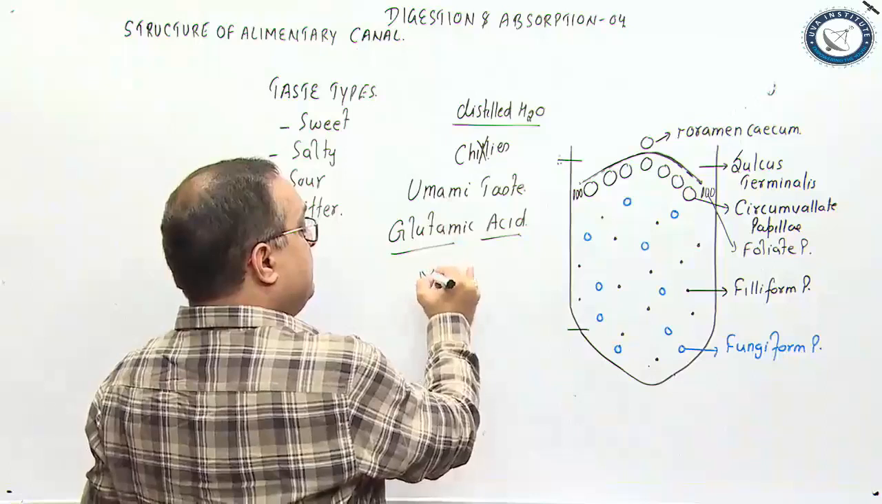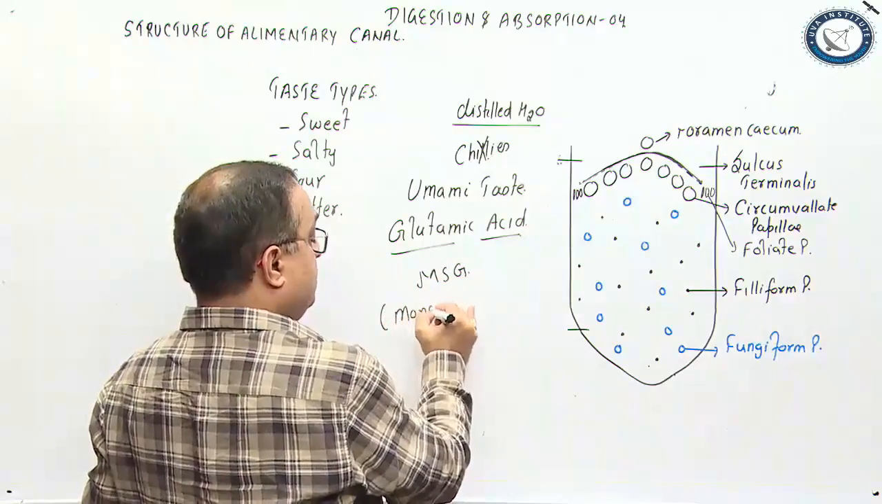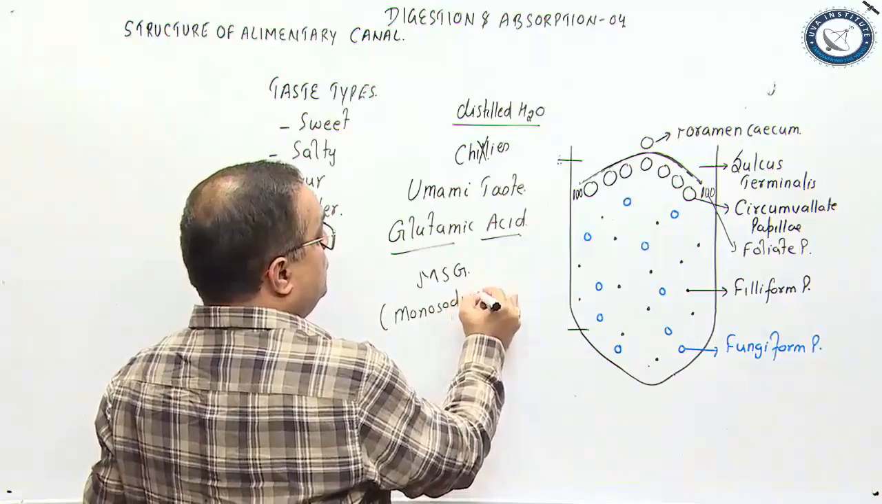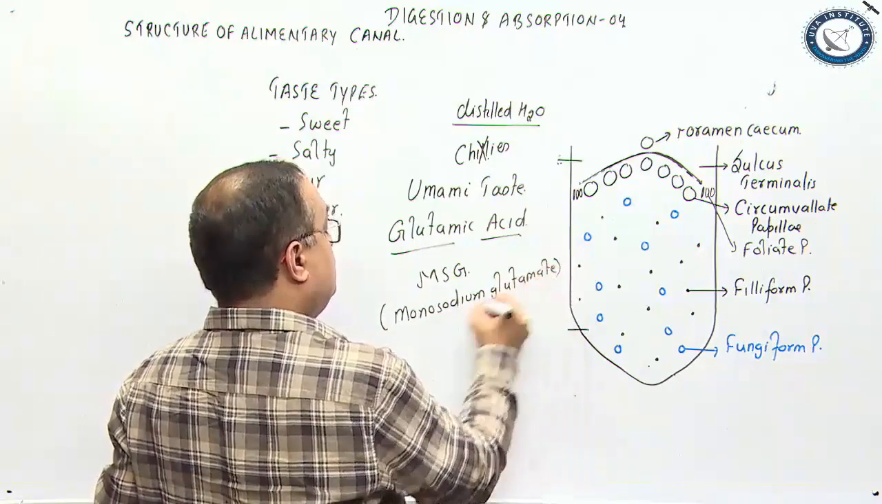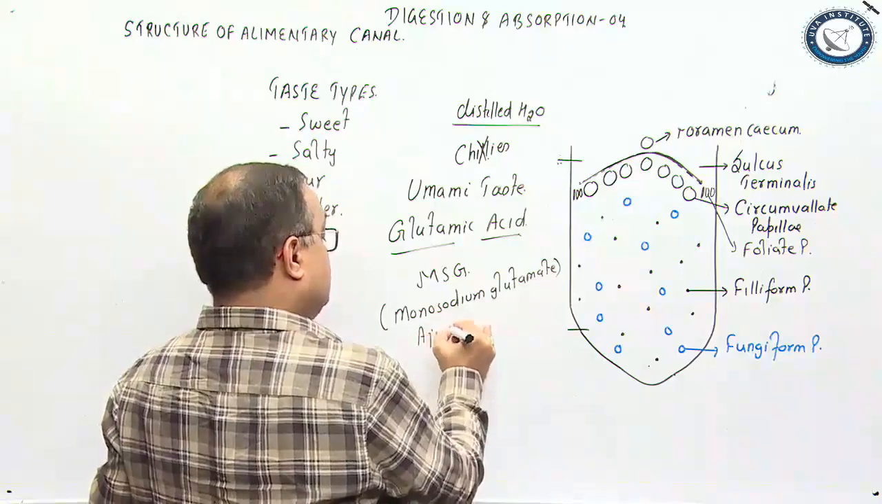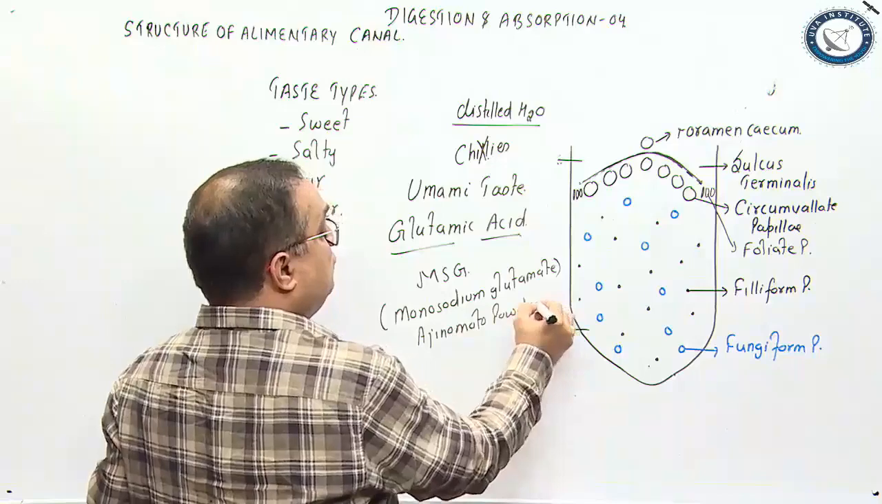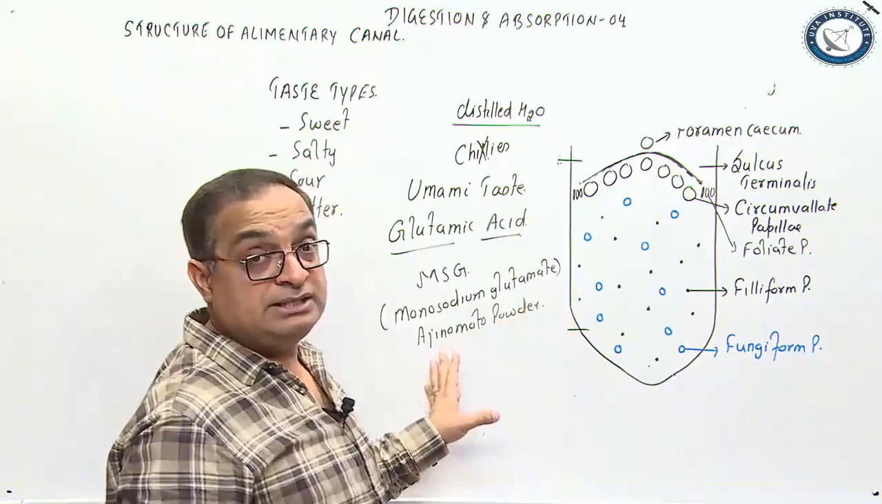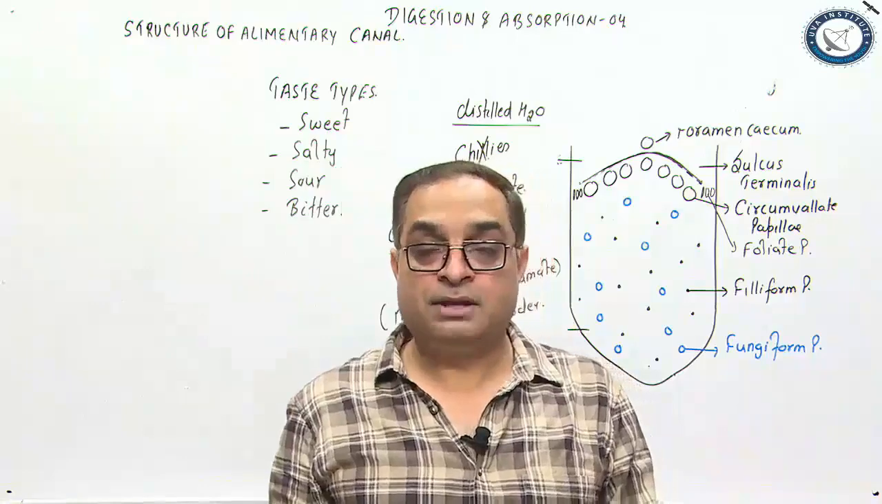You must be knowing that MSG, monosodium glutamate, or Ajinomoto powder, it is added to food substances to produce umami taste. In high dose, it is carcinogenic, so it's not good for health, right?